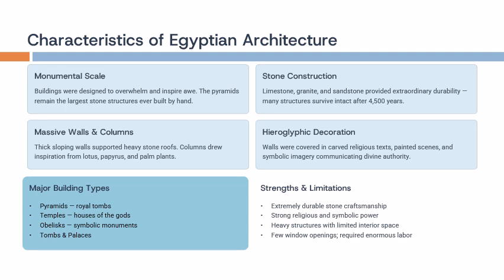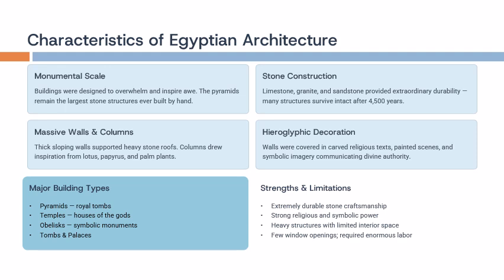Next come the characteristics of Egyptian architecture. First is monumental scale, second is stone construction, then massive walls and columns, and hieroglyphic decorations. In the case of monumental scale, buildings were designed to overwhelm and inspire awe, and the pyramids remain the largest stone structures ever built by hand. Coming to stone construction, limestone, granite and sandstone provided extreme durability, so many structures survive intact after 4500 years. Coming to massive walls and columns, thick sloping walls supported heavy stone roofs, and the columns were inspired by the lotus, papyrus and palm plants. Next is decorations. Walls were covered in carved religious text, painted scenes and symbolic imagery communicating divine authority. These are the main characteristics of Egyptian architecture.